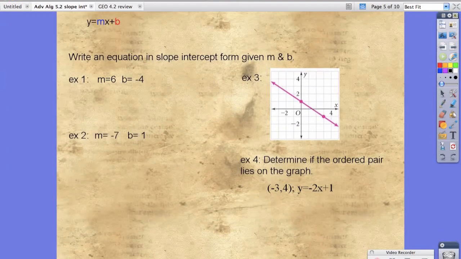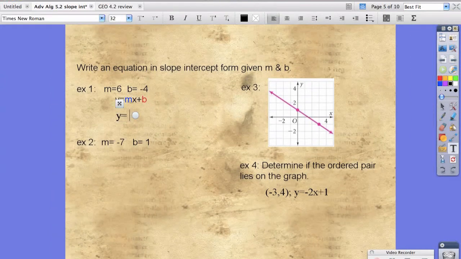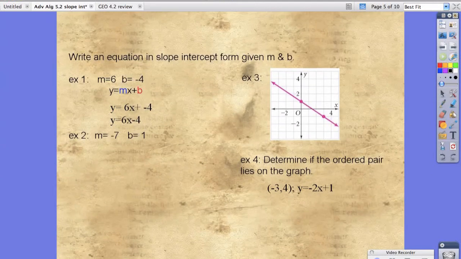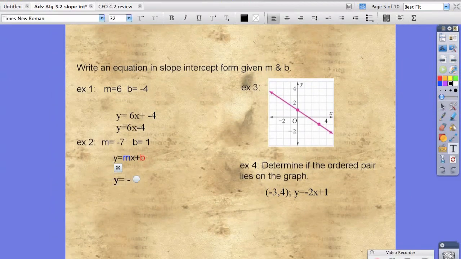Let's look at a couple of different examples. In this example, it says, write an equation in slope-intercept form given m and b. Here's our basic equation again. So we're going to start with y equals our m, because it tells us m is 6, 6x plus, and our b is negative 4. So we say y equals 6x plus negative 4, or y equals 6x minus 4. Number 2, same deal. We have y equals negative 7x plus our b is 1, therefore it's 1.